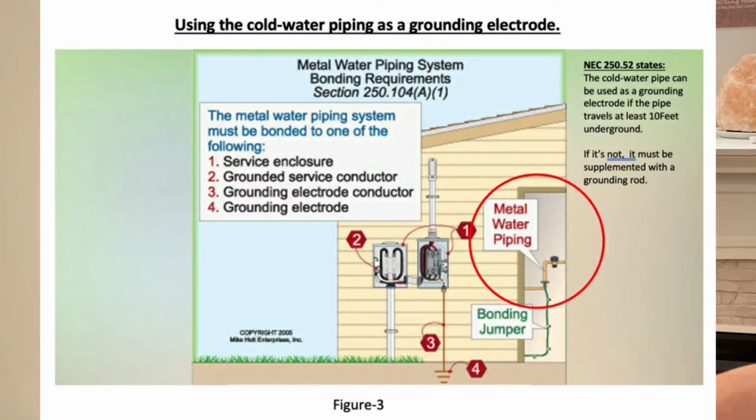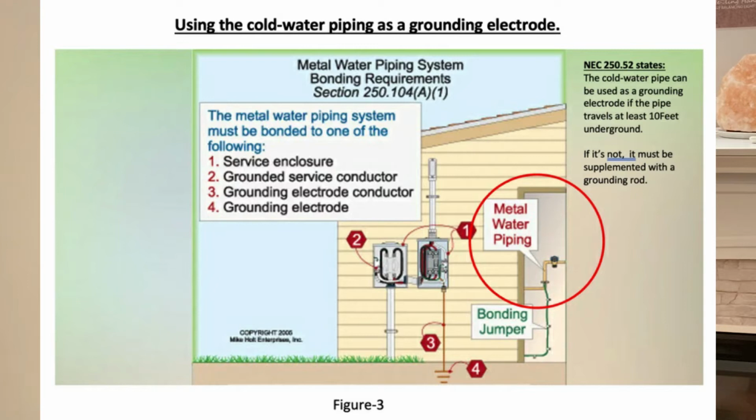And that's the condition that I have in my home. My cold water pipe has a wire going directly into my main electrical panel, right to the grounding lug inside it. So that's what it's depicting here too.